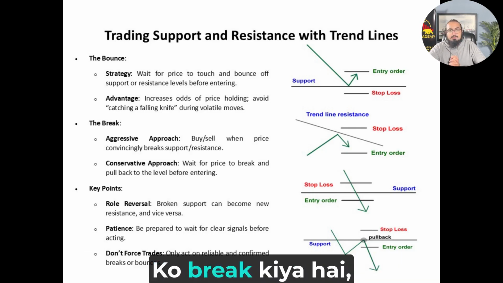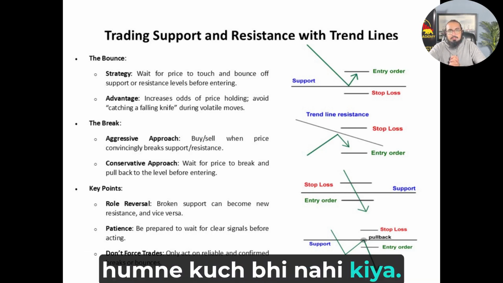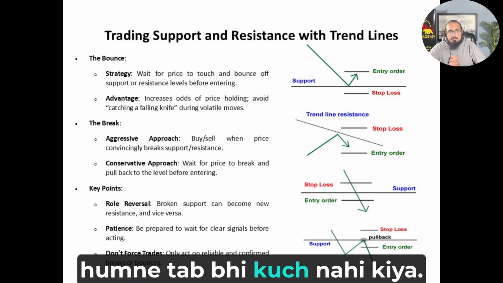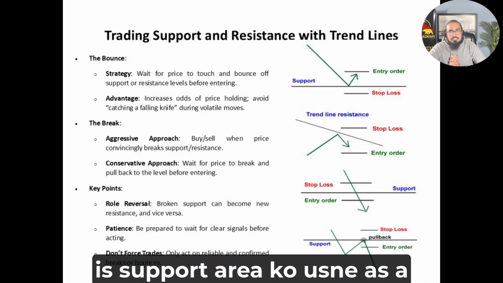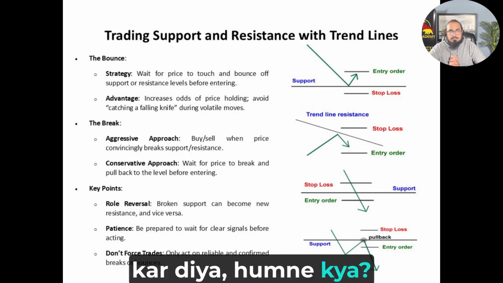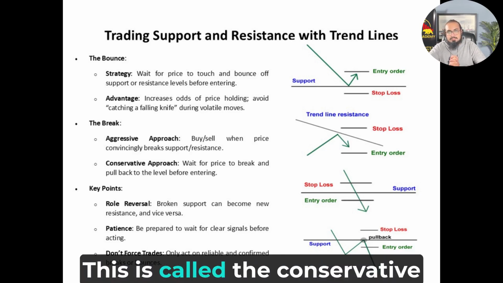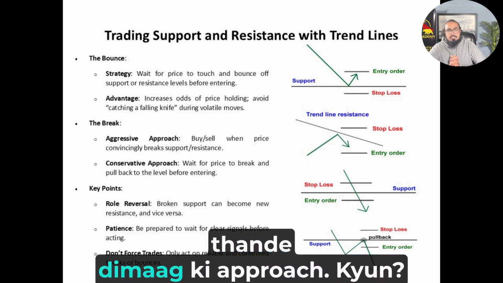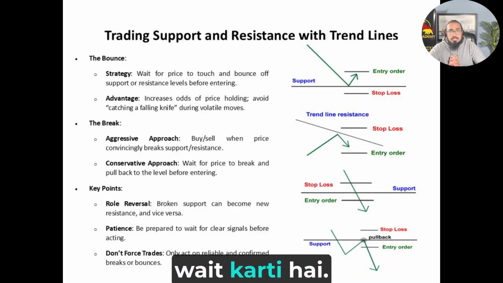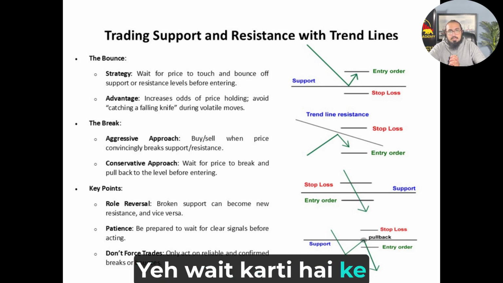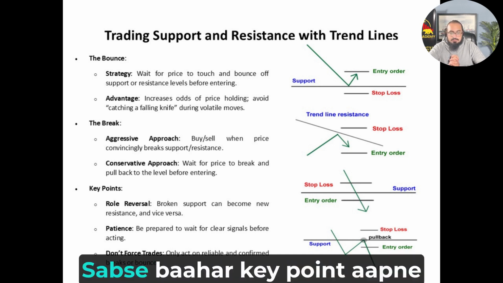Similarly, if the price has broken the support, we did nothing. The price went down, we still did nothing. When the price came back, it started turning that support area into resistance. What did we do? We sell. This is the conservative passive approach. We use the cool-headed approach. Why? It waits for confirmation. It waits for the price to come back so we can enter.